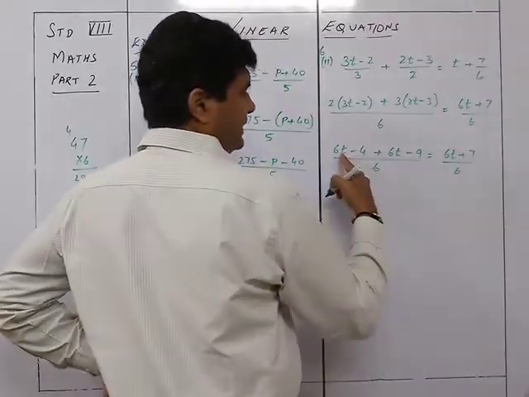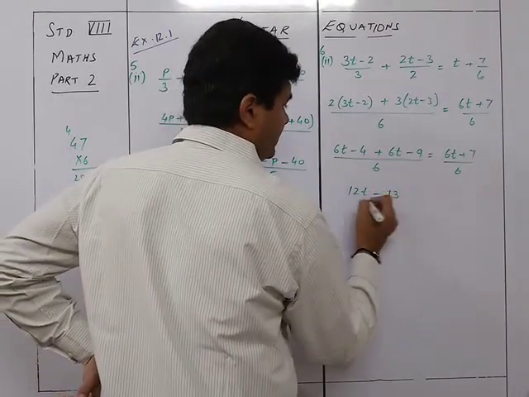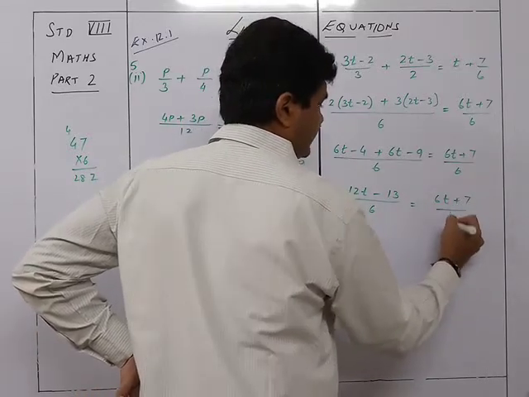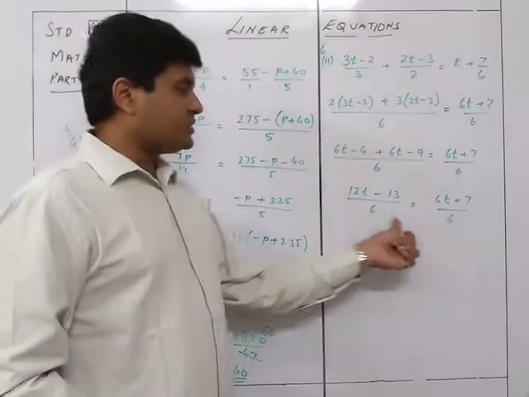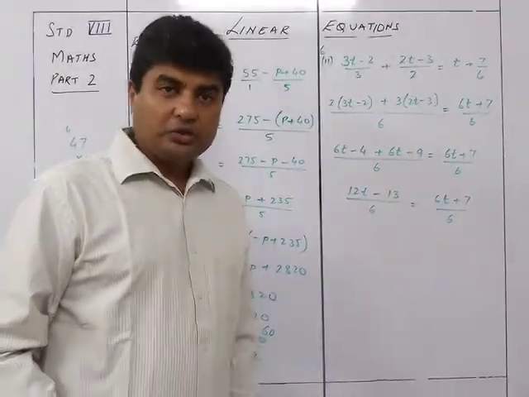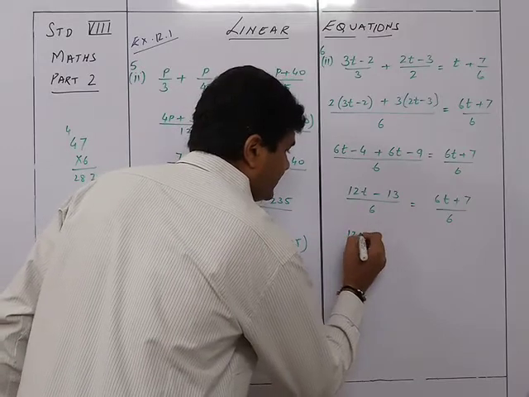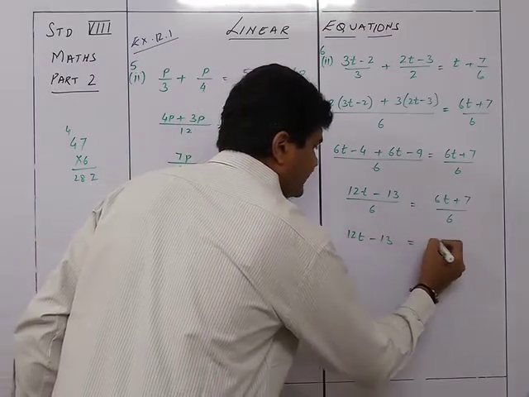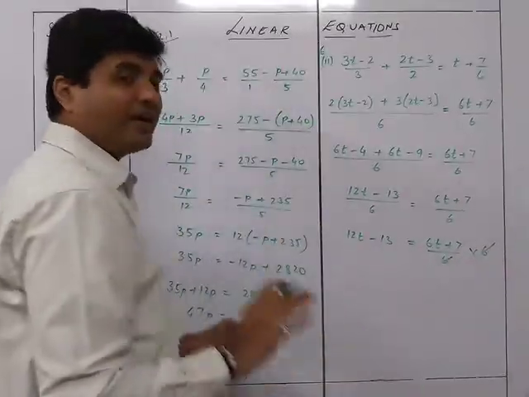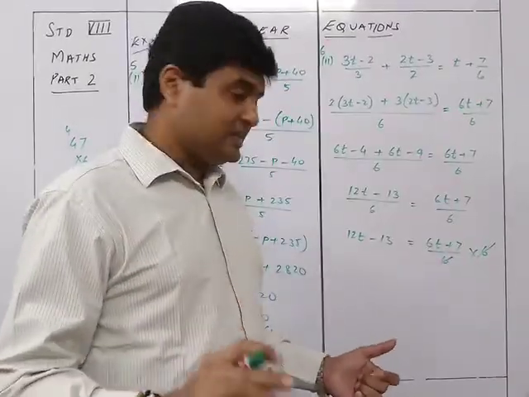So what you do now is add this up. So it will be (12t minus 13) upon 6 is equals to (6t plus 7) upon 6. Now you can see this is also 6 and this is also 6. So what I'll do is that the division, if I take it over here, it will become multiplication. So it will get cancelled. So that's why I'm going to bring it over here. That will be 12t minus 13 is equals to (6t plus 7) upon 6 into 6. So 6 gets cancelled. So now we have got rid of the denominator completely. So no need of any cross multiplication or LCM.